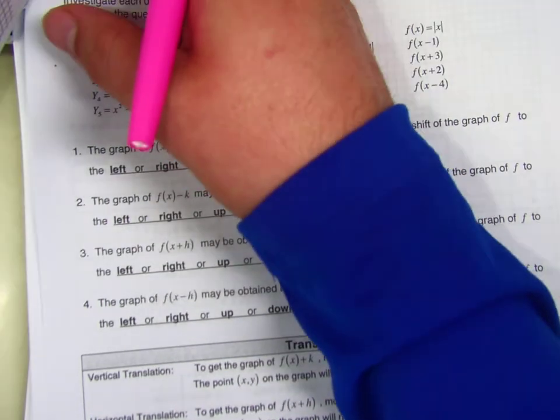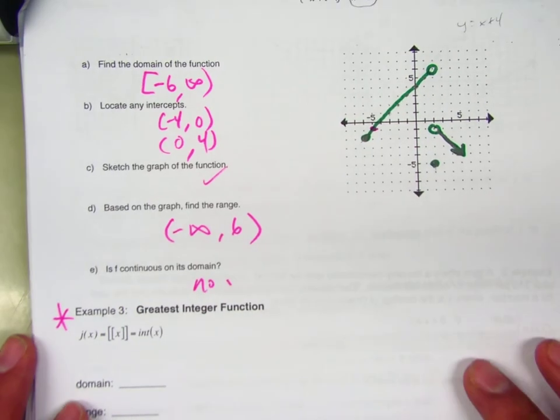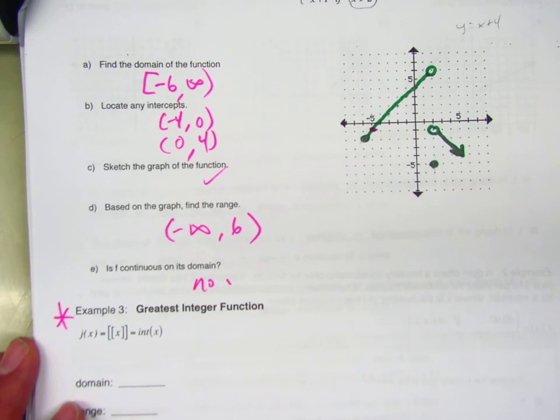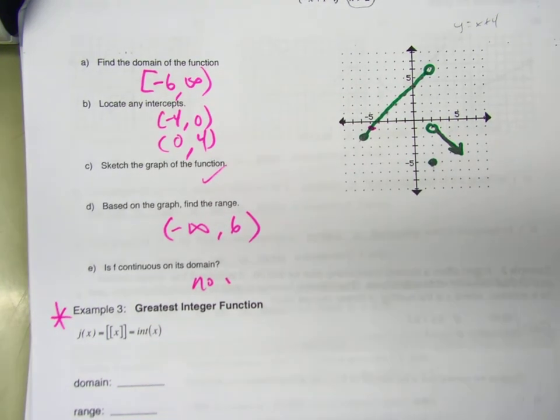Wait, let's go one more time. How do you know if it's continuous? If I can draw the entire picture without lifting my pencil up. In other words, it's one piece, one smooth piece. Does that make sense? Yeah. Okay.